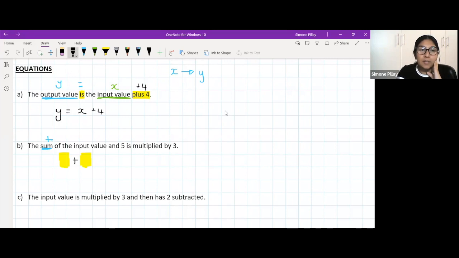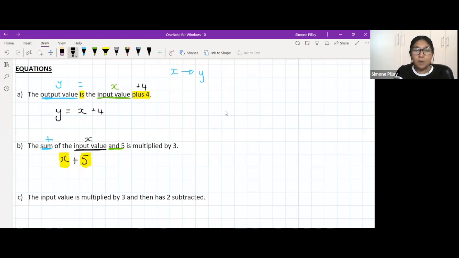They said the sum of the input value. What do I know about the input value? My input value is X. So I know one of my numbers that is going to be in my sum is X. Moving on, the sum of the input value and 5. So I've now identified my two numbers that are part of my sum. So I now have a sum over here. What is my sum? X plus 5.